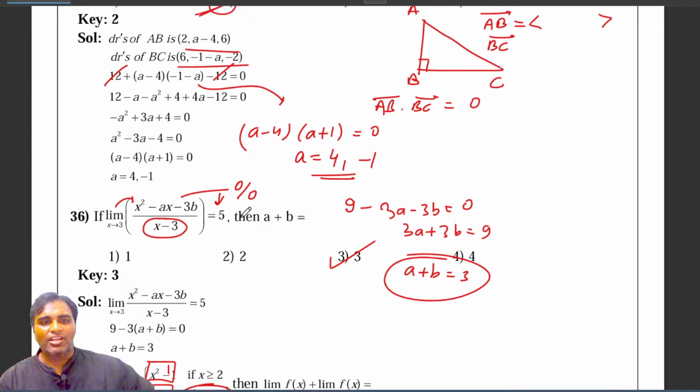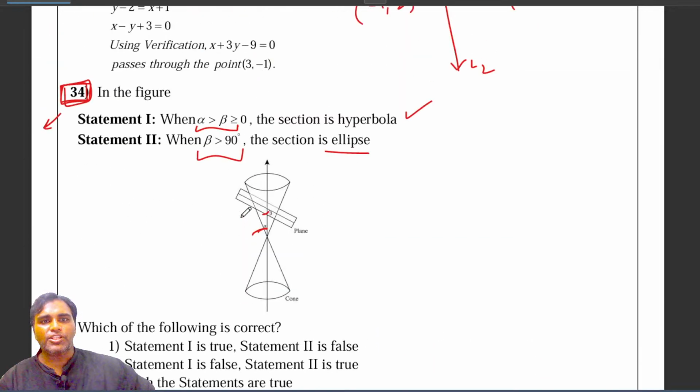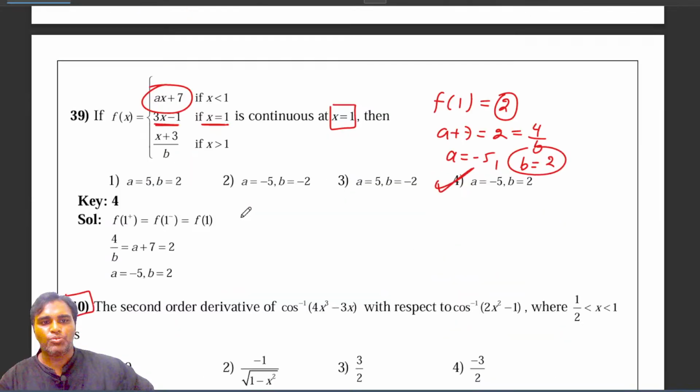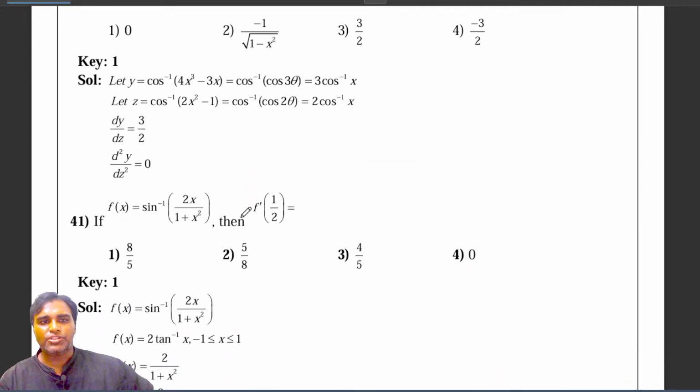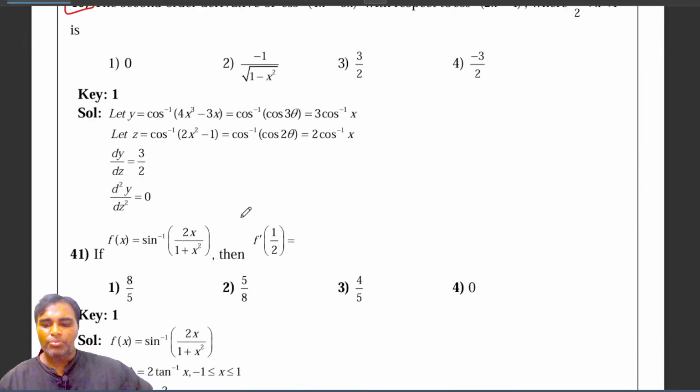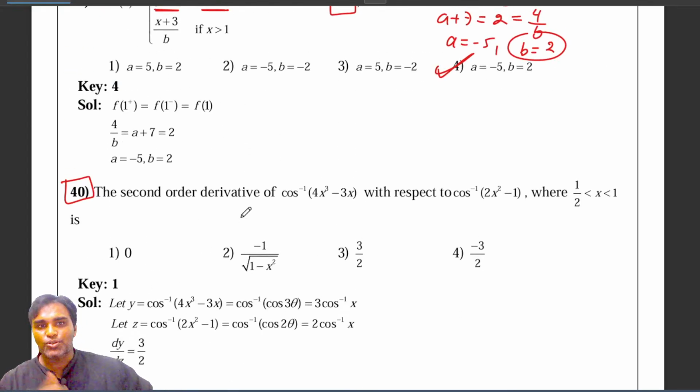And then question number 34. 34 is a very genuine question. Many will lose marks here. I hope 34 is the main one where many students will not score a perfect score, and many will score also, obviously. So now 40 is a very tricky question.